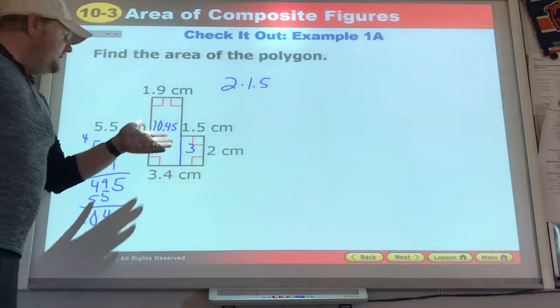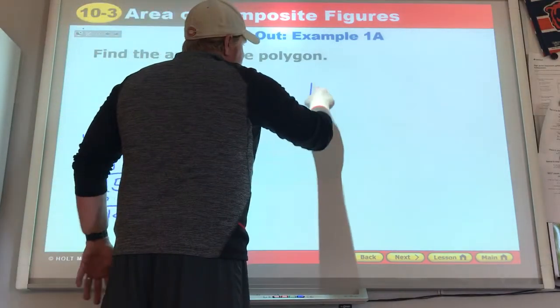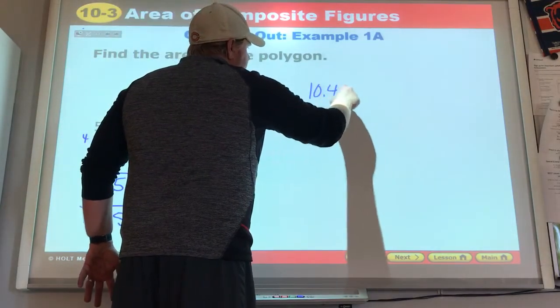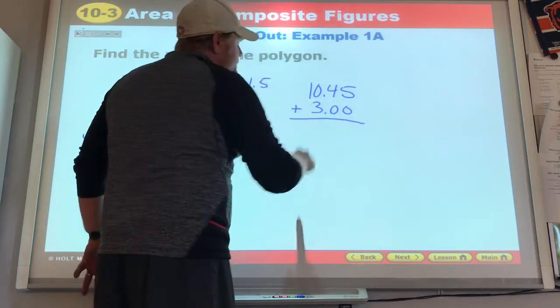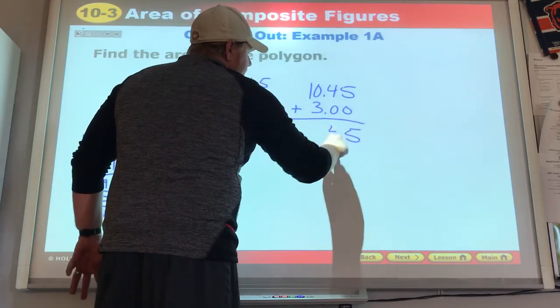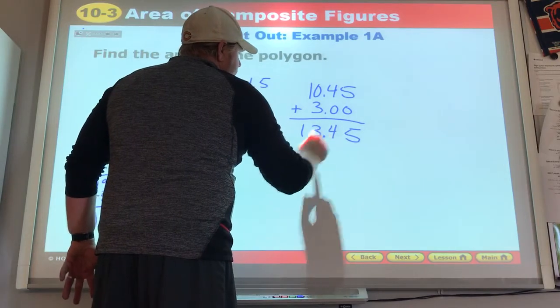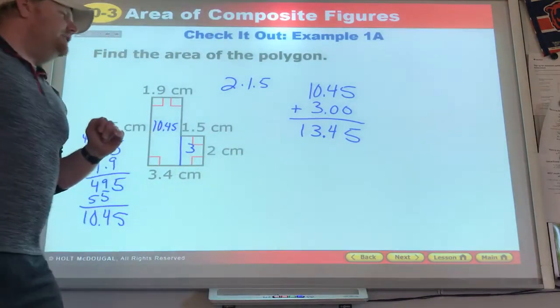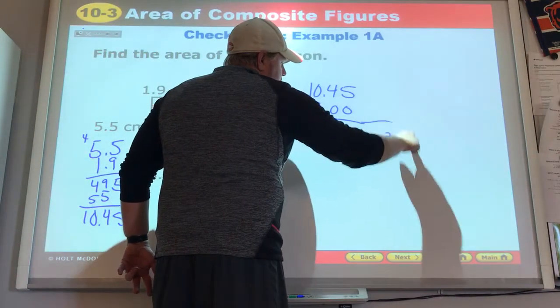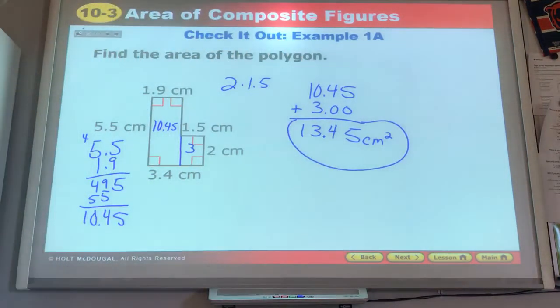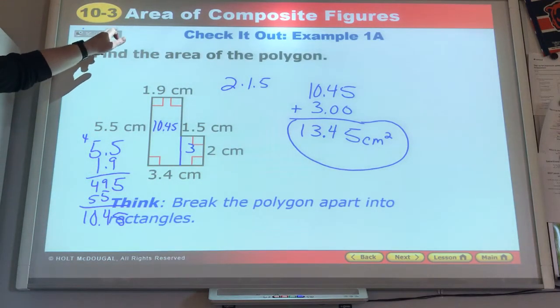So if I want all of it together, I take 10.45, and I add 3. We must line up decimals when we add. It is a requirement if you want to get the answer right. Don't forget centimeters squared. Okay? Okay. So they're going to break it apart.